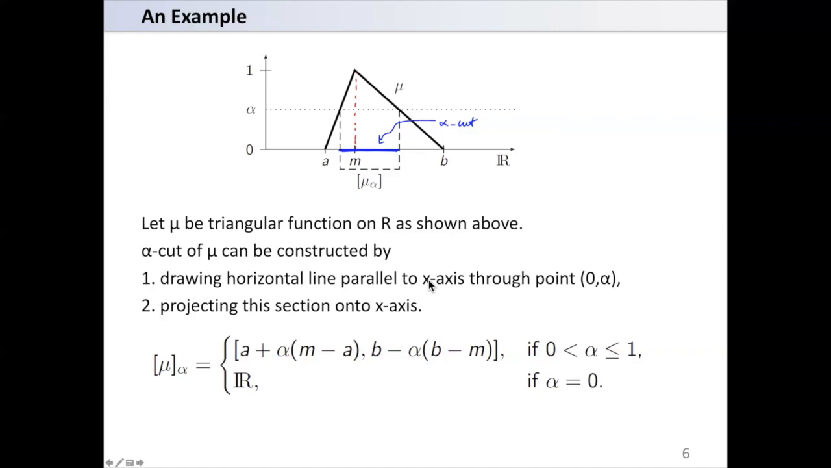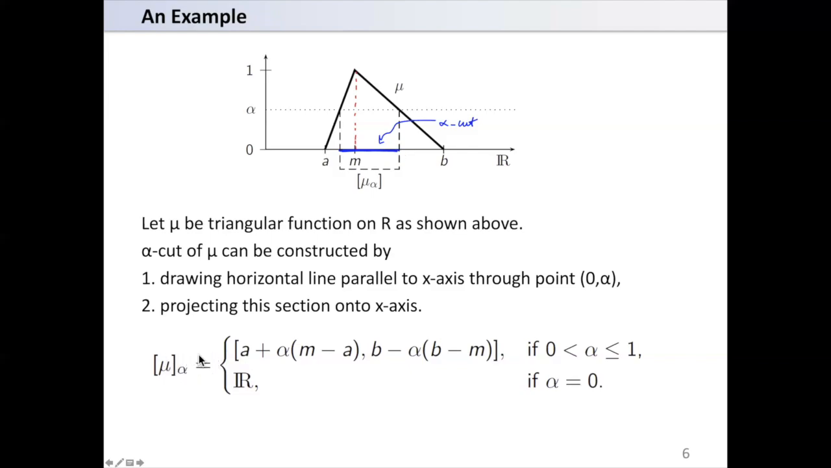Drawing a horizontal line parallel to the x-axis through the point (0, alpha). So here we have a line passing through alpha parallel to the x-axis, and then projecting this section onto the x-axis. Here, if we consider the value of the membership, from this point up to that point, the value is greater than or equal to alpha. Outside of this region, the value is less than alpha. We are projecting this section onto the x-axis. So this is the alpha cut.